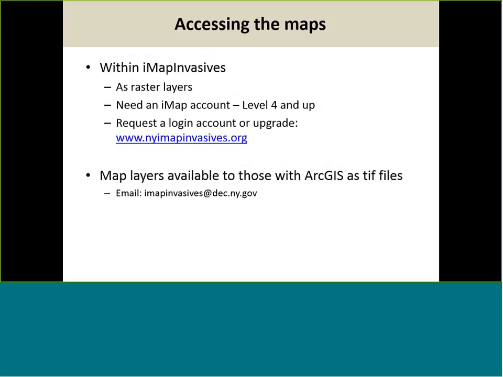And so with these maps that we've created, one of the main things we want people to do is be able to get to them, start looking at them, and give us feedback on it. So we've made these accessible within iMap Invasives as raster layers. You do need an iMap Invasives account, a level 4 or up. If you need an account or an upgrade in order to see the maps, just go to our website and there's a request a login tab there, so you can fill that in and we'll get you set up to the proper account level so that you can see the maps. We also have the map layers available as ArcGIS files or as TIFF files openable in ArcGIS, and you can email the iMap Invasives email box, and we'll send you a link to download those files.